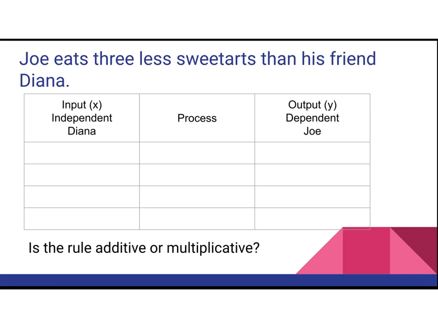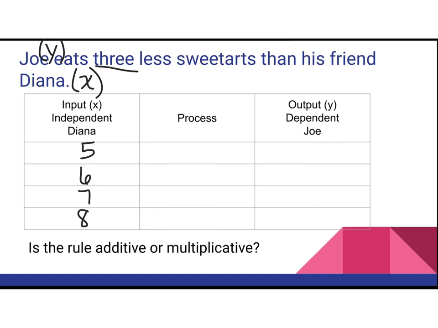So we're going to go ahead and start with a different number. I'm not going to start with 0, 1, 2, 3 like I've done in the past. I'm going to start with 5, 6, 7, and 8. That's going to help me out. Since Diana determines how many Joe will eat, that means Diana is independent. So we're going to put Diana as X, and Joe is going to be Y. And that's what we did on the table.